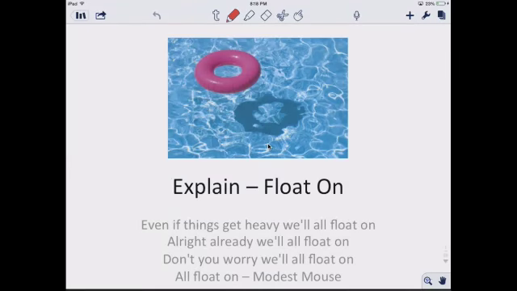All right, we're going to talk about float on. It says, even if things get heavy, we'll all float on. All right, already, we'll all float on. Don't you worry about it. We'll all float on.